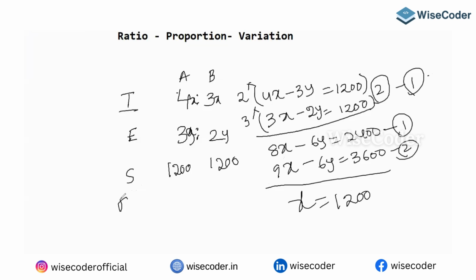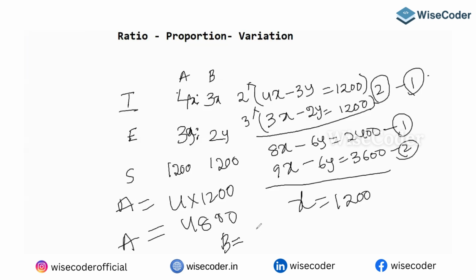If you want A's income, 4 into 1200. 12 fours are 48 and 2 zeros, so A's income will become 4800. And B's income must be 3 into 1200. 12 3s are 36, so the answer is 3600.